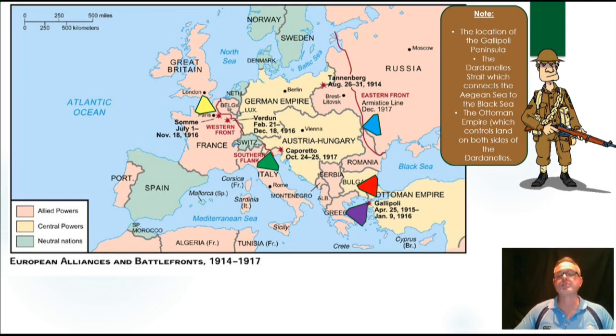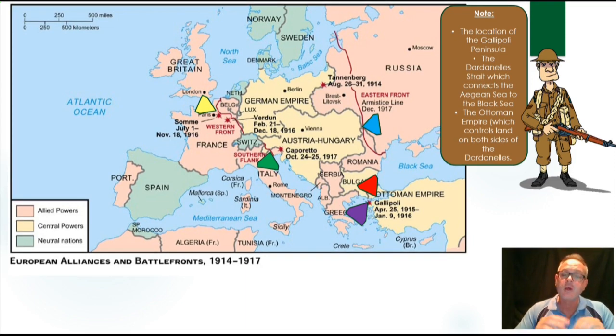So where the Anzacs fought, where the Australians and New Zealanders fought during the First World War at the very start of the war in 1915 through to January 1916, is a fair bit away from the main fighting on the Western and Eastern Front, and it is in an area controlled by Turkey, the Ottoman Empire, near a strip of water. Some very important notes that you could put down there.